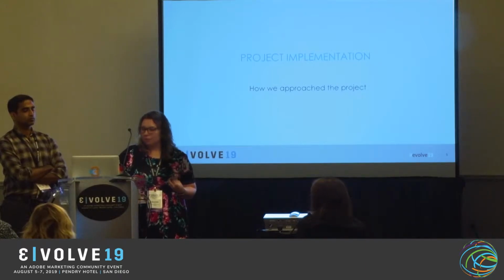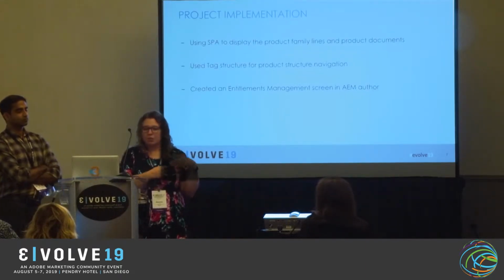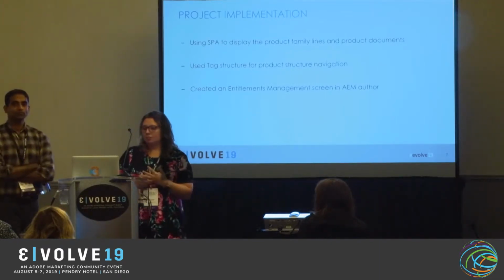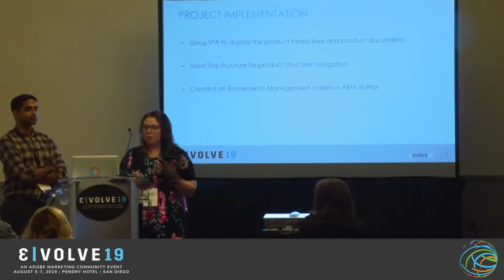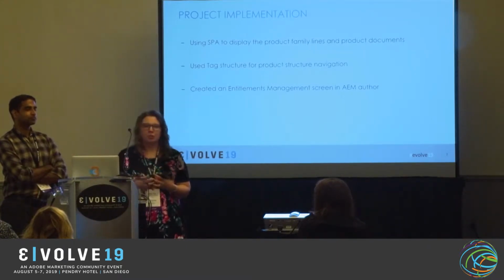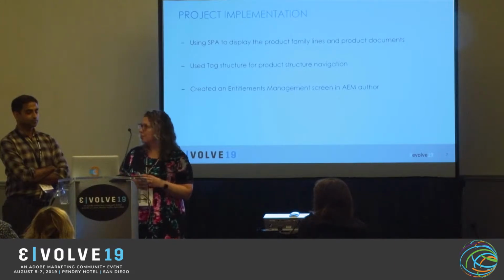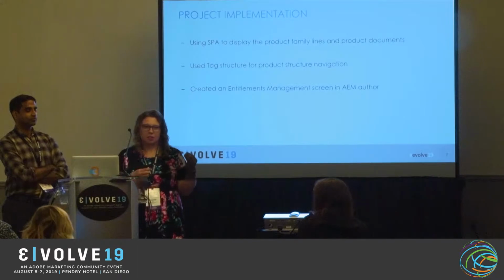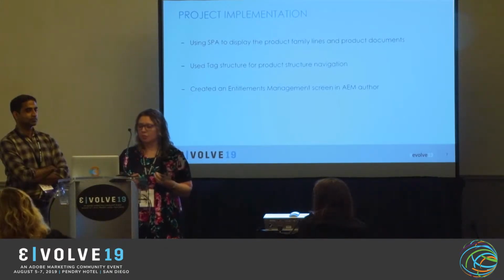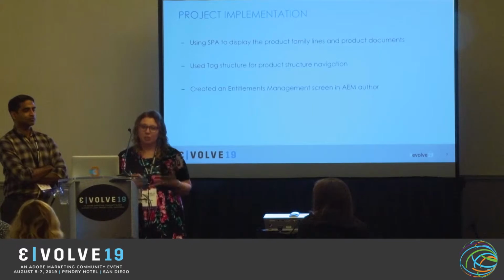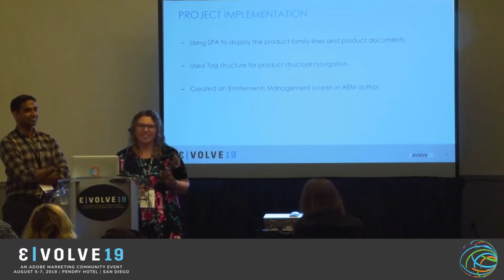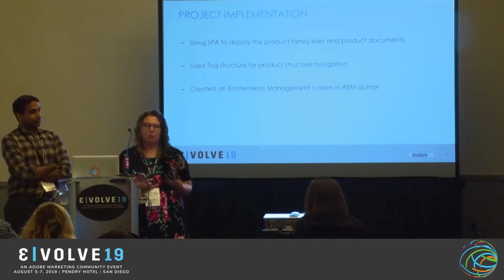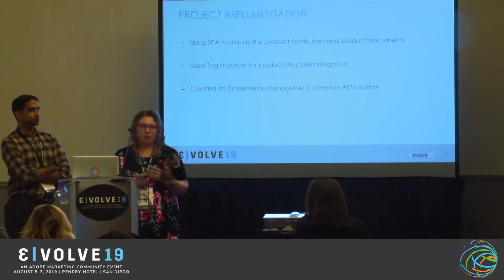So how did we do it? One of the first things was to use an SPA to display their product family lines and their product documents. The other thing, and probably one of the biggest deviations from what we normally do with AEM, was that we used a tag structure instead of a page structure for our information architecture, because SPA is a single page application. You can't do multiple pages with it to have the architecture that you need. So we implemented a tag structure to get their content organized.